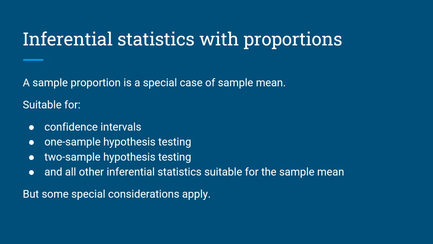So recall that a sample proportion is a special case of the sample mean, and again, we can construct confidence intervals and do one-sample and two-sample hypothesis testing with proportions just as we can with interval ratio variables, but we need to take some special considerations into account.